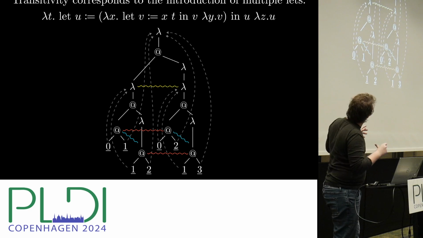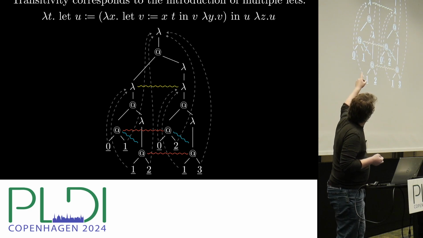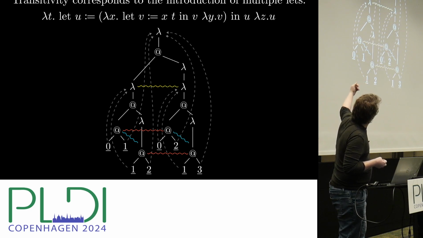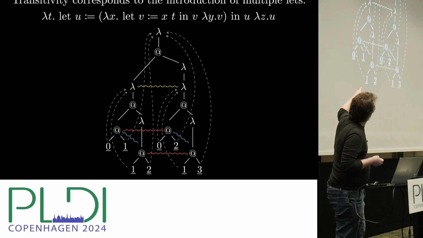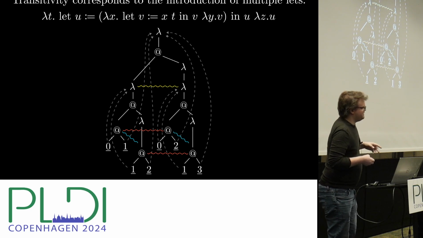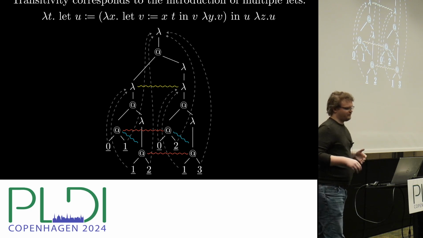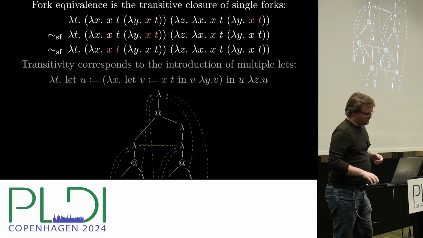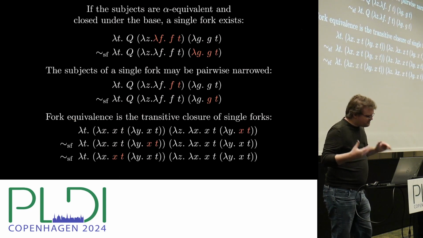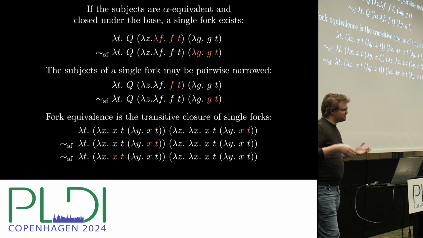So there's also this picture, which is the graphical representation, and there are multiple connections that you make through transitivity. Right. So this is our definition of the equivalence between subterms.